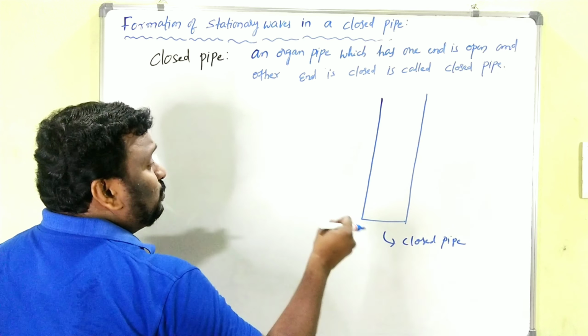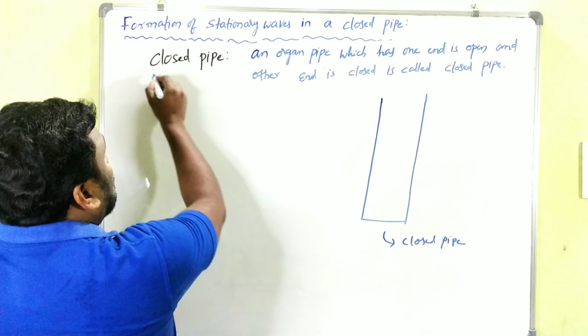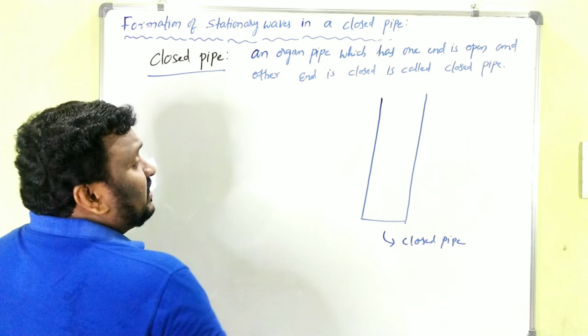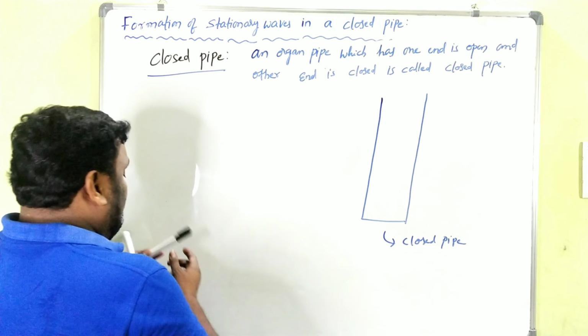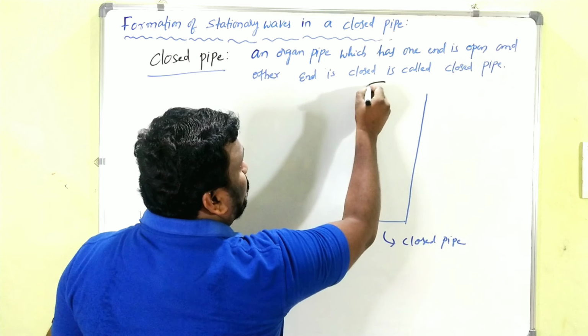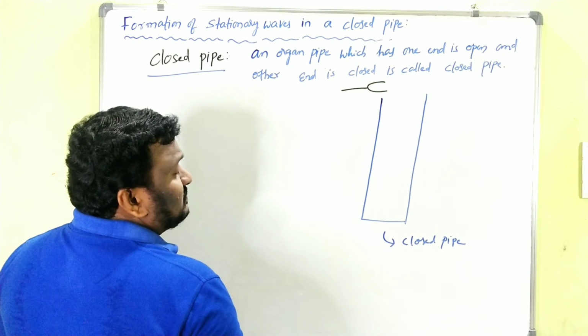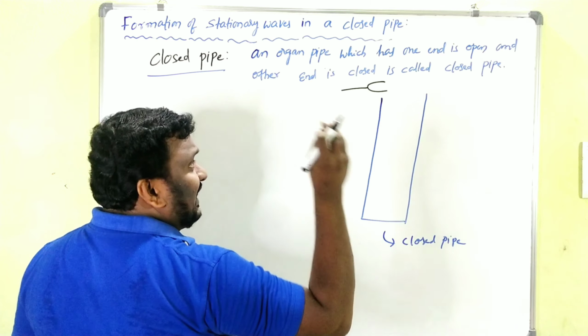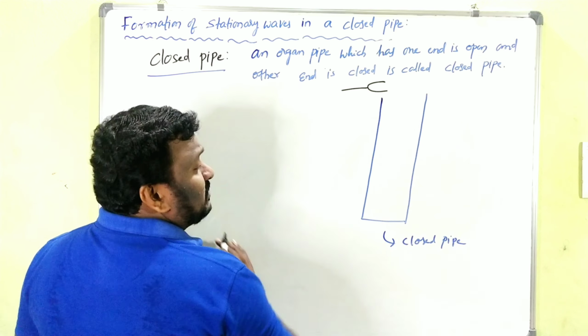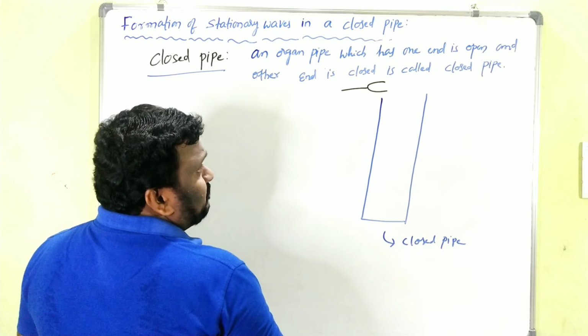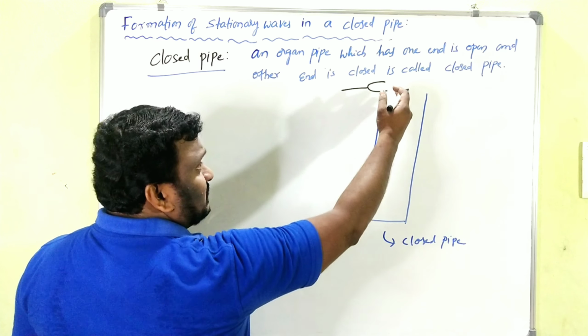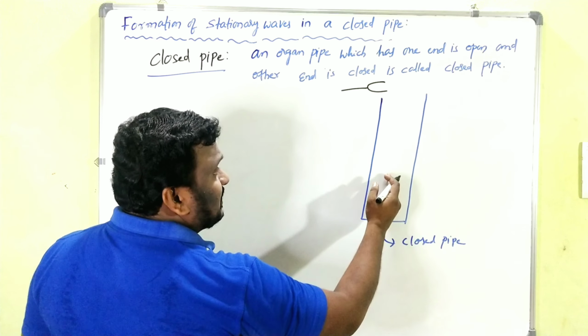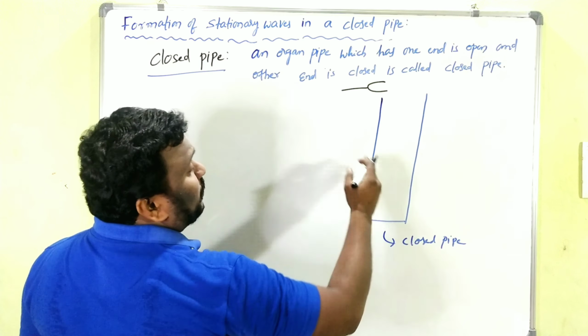So children, how are the stationary waves formed in a closed pipe? Let us discuss. Here we take one tuning fork, excite it, and keep it over the open end of the pipe like this. Then obviously the medium particles inside the pipe are going to vibrate. The vibrating molecules can move from one place to another place in the pipe. Then they move like this.